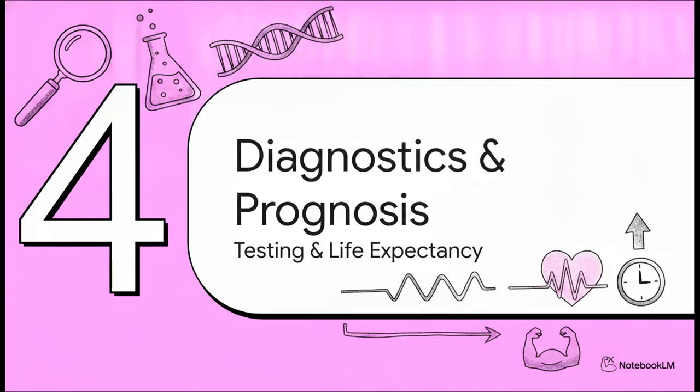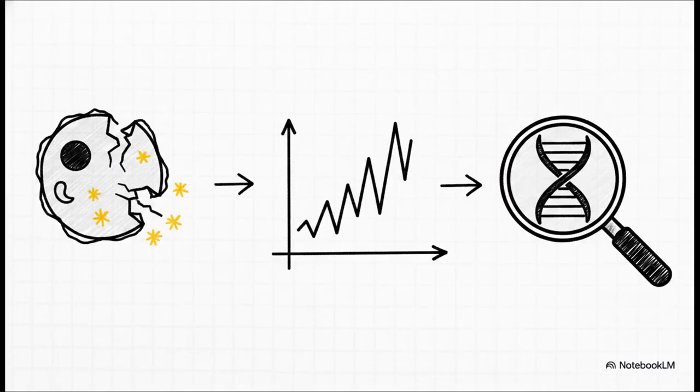Let's transition to part 4, diagnostics and life expectancy. We need to tackle how we test for this, and a pretty glaring discrepancy you might see in your textbooks. Let's look at the biochemical sequence first. As those muscle fibers break down, intracellular enzymes like creatine kinase, or CK, leak out and just spike in the bloodstream. And here is the truly fascinating part. This elevated CK occurs way before obvious clinical weakness even appears. The cellular breakdown is happening before our eyes can even catch it.